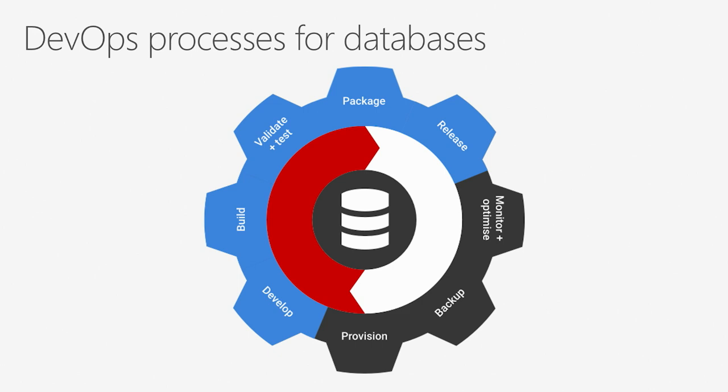So if we look at the region in blue, that's the region we're going to be talking about today. We can see that we can be developing changes to databases, and then in a continuous integration environment alongside our application, we can continuously integrate the databases, we can validate and test, we can package, and then we can release them through a release management software. Today, we're not going to be talking about the bit in black, the monitoring, the backup, and the provisioning, but Redgate does have other tools, such as the SQL Toolbelt, which helps address these areas.